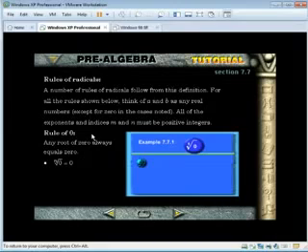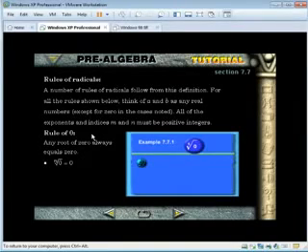Rules of radicals. A number of rules of radicals follow from this definition. For all the rules shown below, think of a and b as any real numbers, except for 0 in the cases noted. All of the exponents and indices m and n must be positive integers.